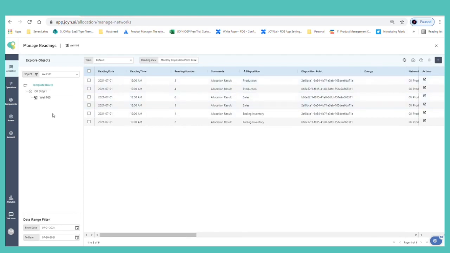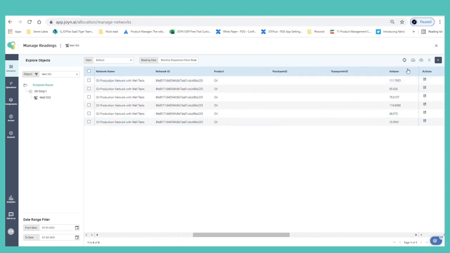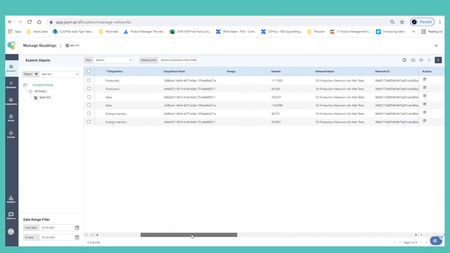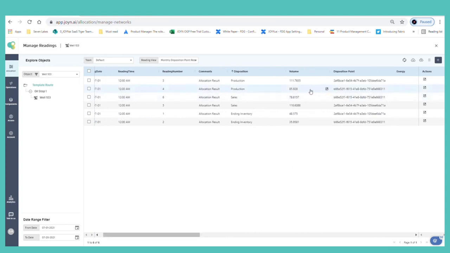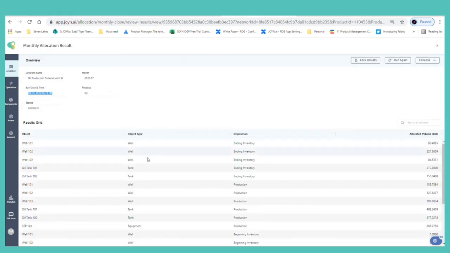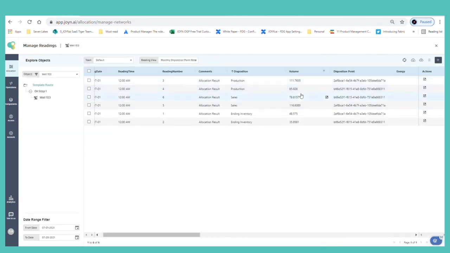In this case, for this specific well 103, you would notice that the volumes are actually originating from two different disposition points. And when you sum up these volumes, this should be equal to the volume which you see here for the well, 195.4245. That should be the same as the volume which you see here. I think that was sales. So you sum these two things up, you would actually get the same.